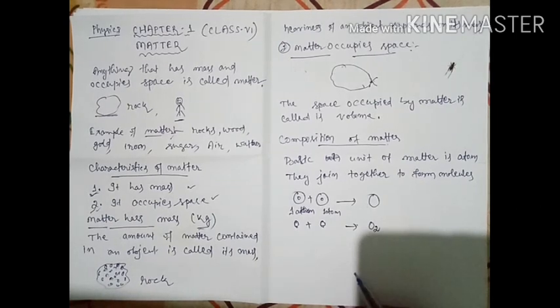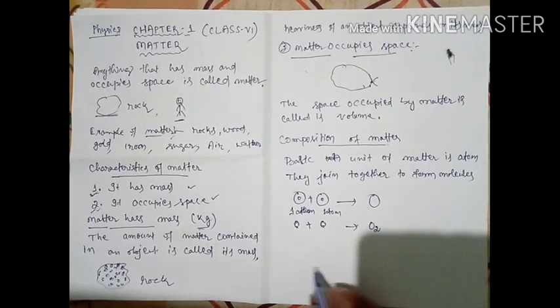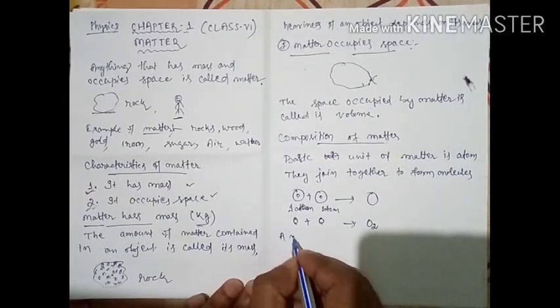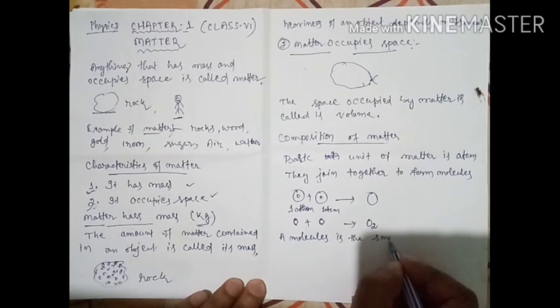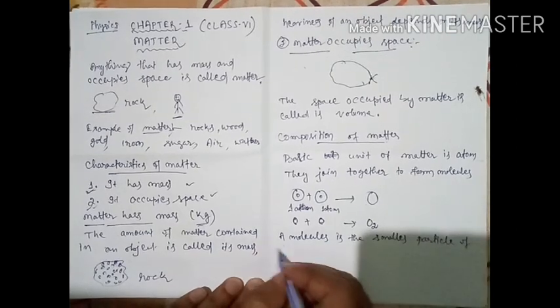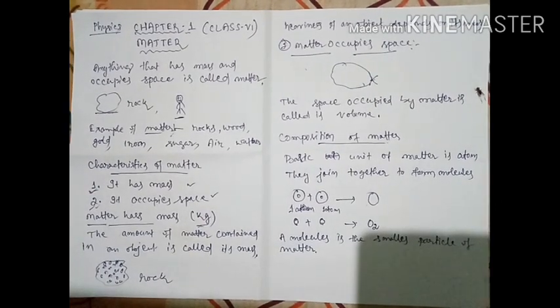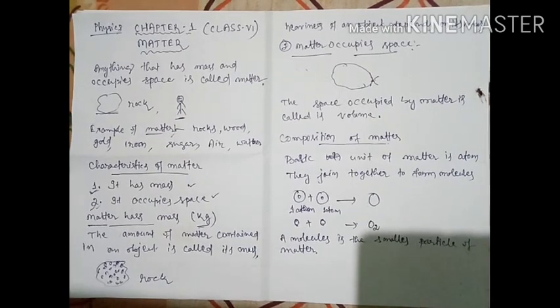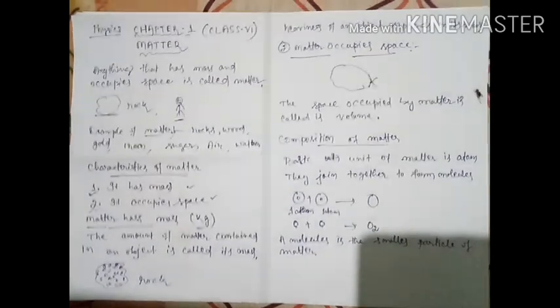So if I ask you, what is a molecule? Students, a molecule is the smallest particle of matter that is capable of independent existence. So if I ask you, what is the smallest particle of matter, you can say that is a molecule, and the basic unit of matter is the atom. Understood, students? So molecules form when more than one atom joins together.